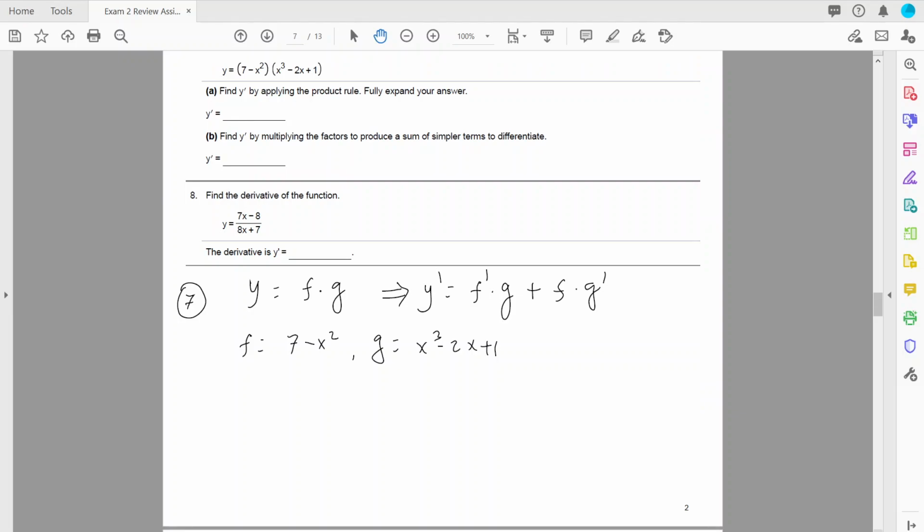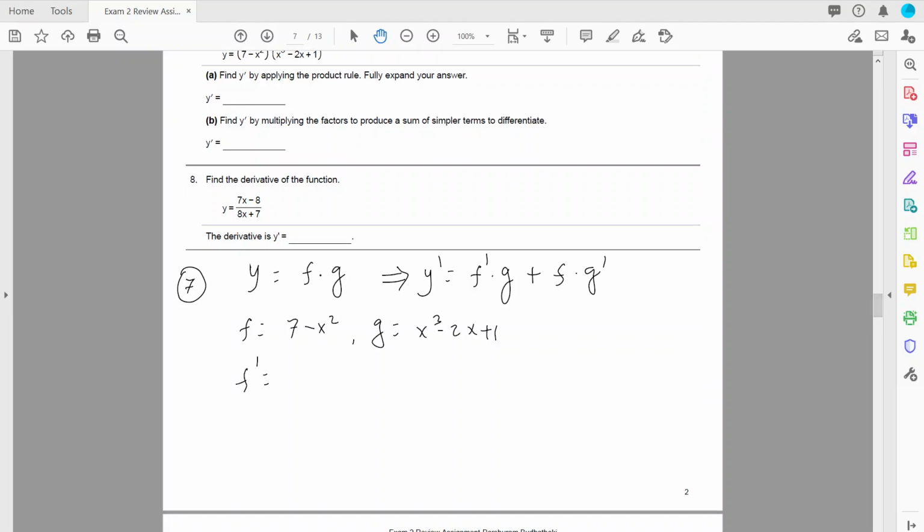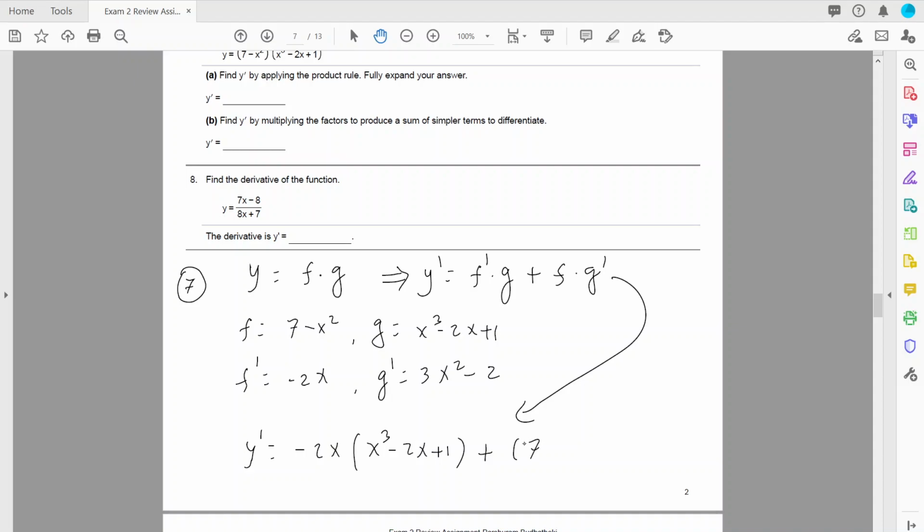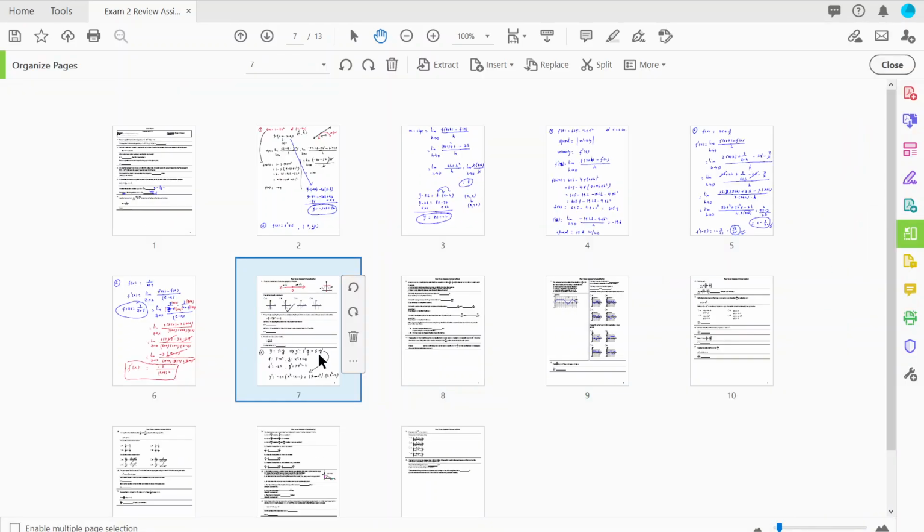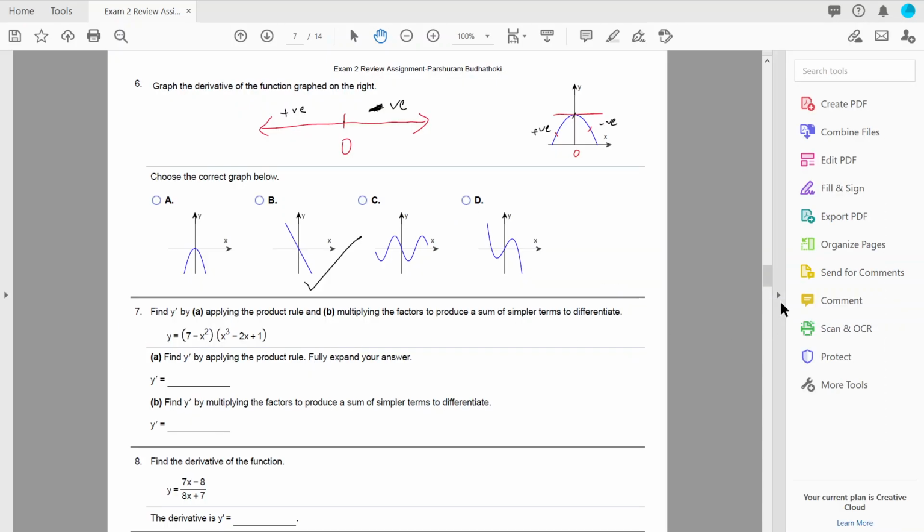So now I'm going to use the power rule for finding the derivative of f. The derivative of 7 is 0, the derivative of x squared is 2x, so it will be negative 2x. The derivative of x cubed is 3 times x squared, by using the power rule, minus the derivative of 2x, which is 2. I'm going to plug these values f, g, f prime, and g prime in here, and we can find the derivative. Okay, so here the derivative y prime equals f prime, which is negative 2x, times g, which is x cubed minus 2x plus 1, plus f, which is 7 minus x squared, times g prime, which is 3x squared minus 2. Now for finding the answer, you just have to simplify this expression here.